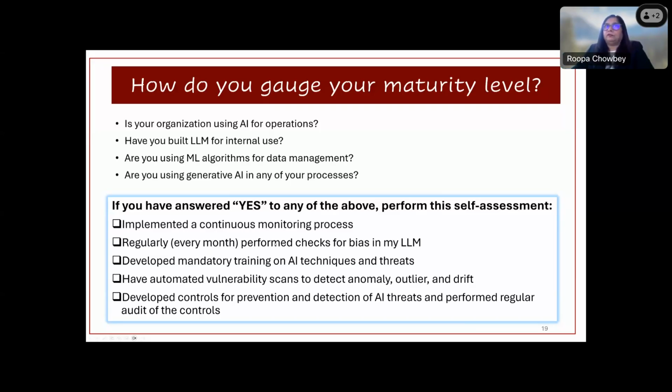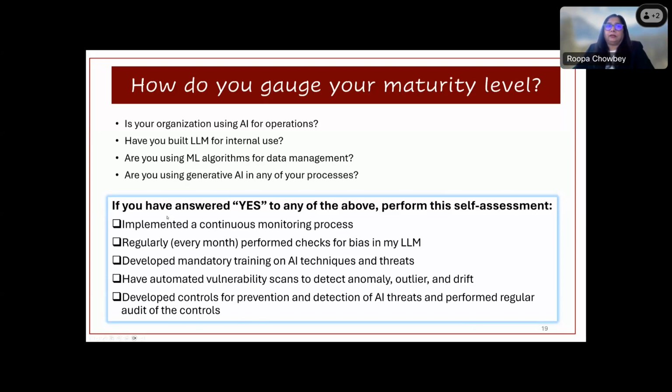So the question would be, have you implemented a continuous monitoring process? How regularly do you perform checks for bias in your LLMs? Have you developed mandatory training on AI techniques and threats? I think almost all of the federal agencies have a yearly requirement for completing cybersecurity assessment training. It's mandatory to gain access to any system. Similar to that, you would have to develop mandatory training on AI techniques and threats, because it's as important as the cybersecurity awareness test. Have you automated vulnerability scans to detect anomaly, outlier, and drift? Have you developed controls for prevention and detection of AI threats and perform regular audits of those controls?